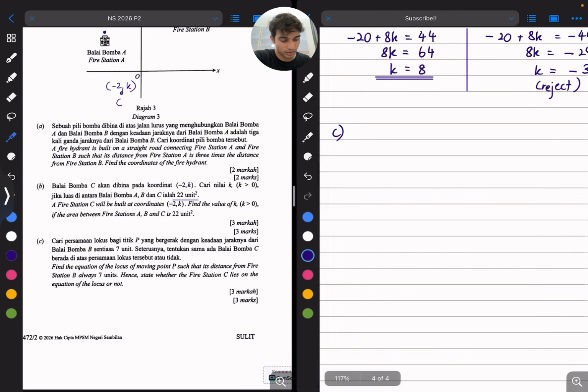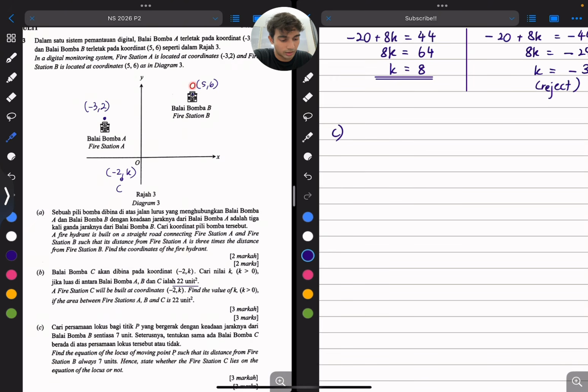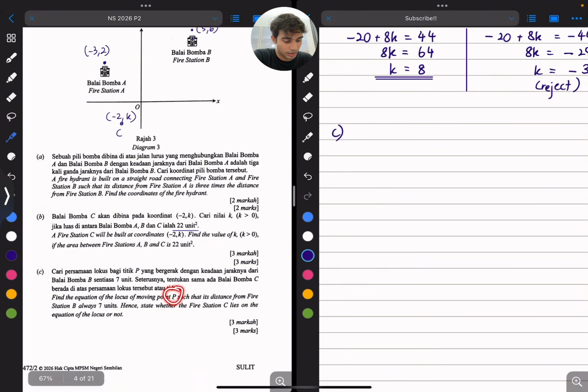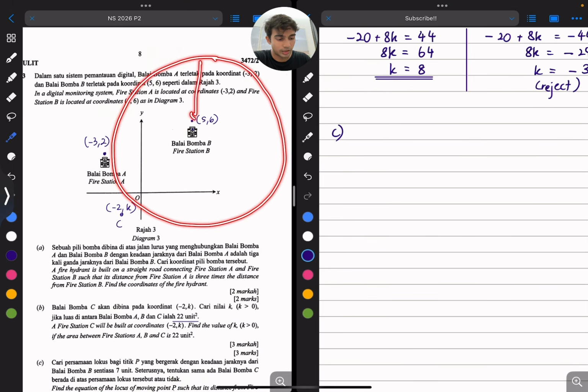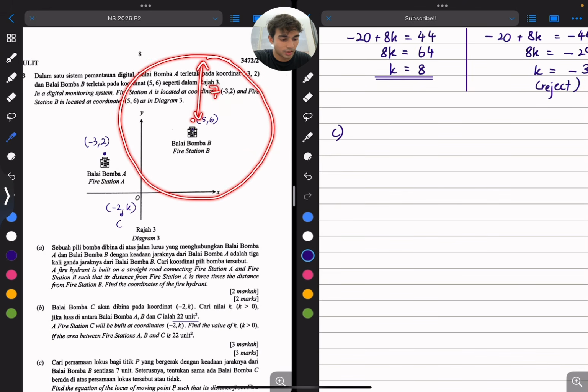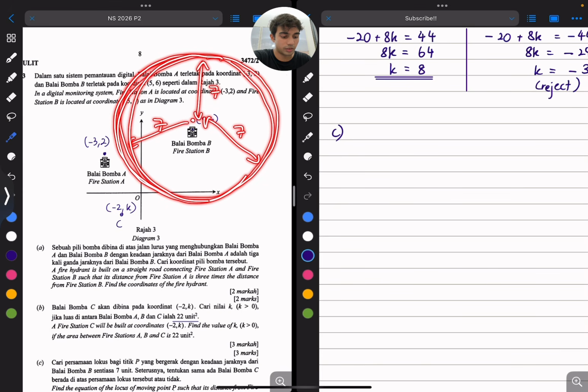Okay, C. Find the equation of the locus of moving point P such that its distance from fire station B is always 7 units. So B is here. P is moving such that it's always 7 units from this station. If they say always 7 units, it means it's going to be a circle with a radius of 7. My circle is a bit off, but basically like this. 7, always 7 units. So we need to find the equation of a circle.